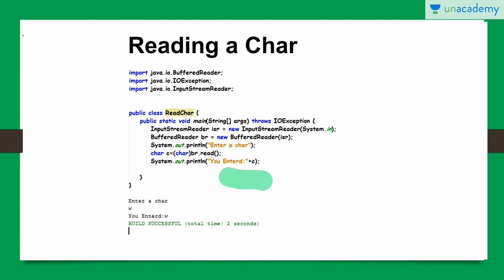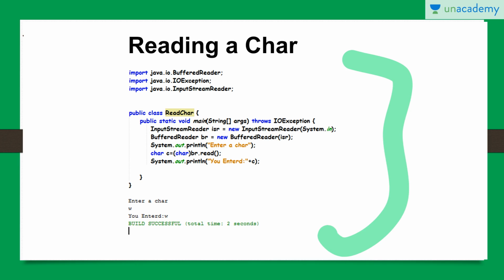Okay, you can see in the output also. First, when we run this program, it will give us a message to enter a char. When we press W, and after that we press enter, it will show us the message you entered W. Okay, this is the way to read a char from keyboard.